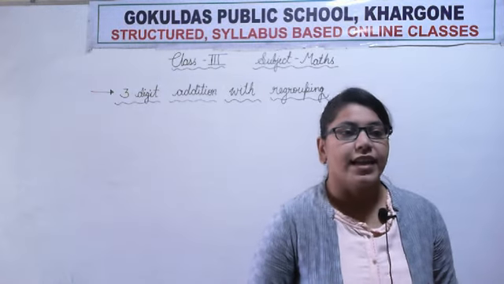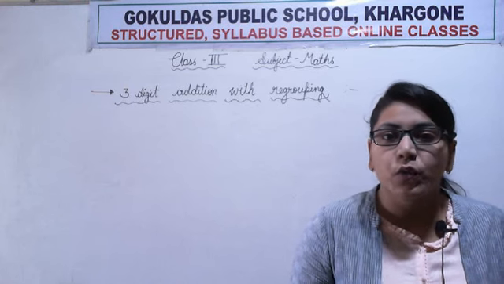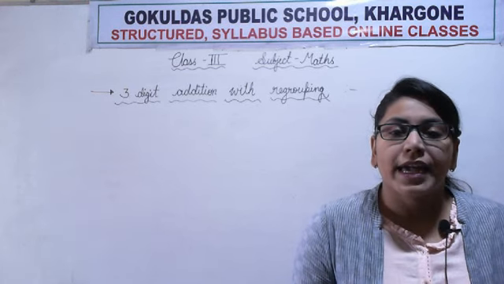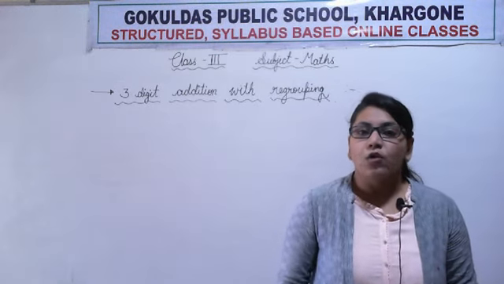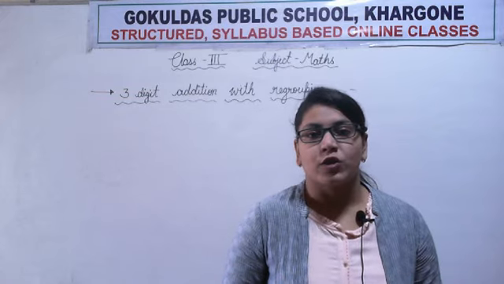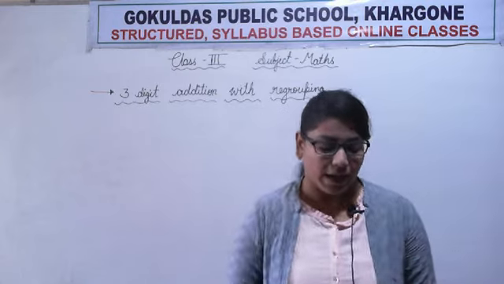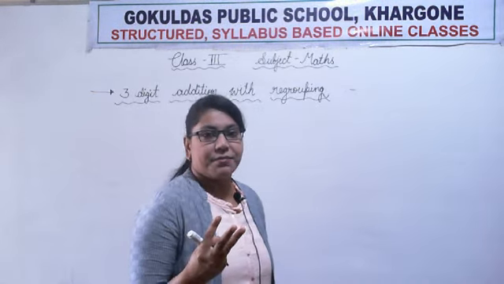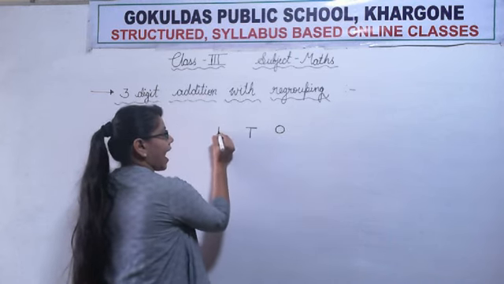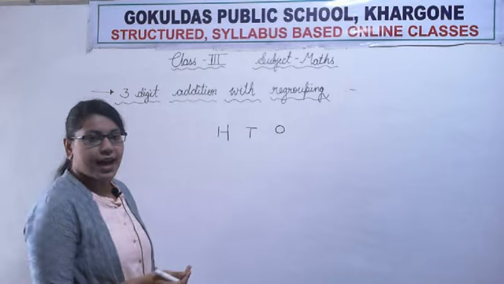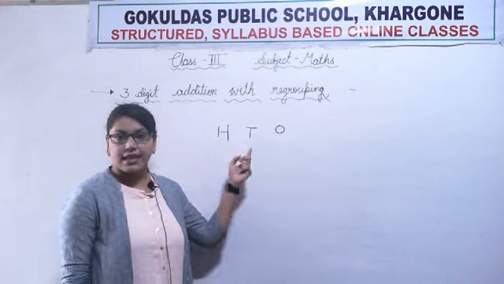So let's begin. In our previous classes, we have learned addition of two digits with and without regrouping, and we have also done 3-digit addition without regrouping. So today we will do 3-digit addition with regrouping. 3-digit means 3 places: ones, tens and hundreds. 2 digits have only ones and tens, and 3 digits have ones, tens and hundreds.